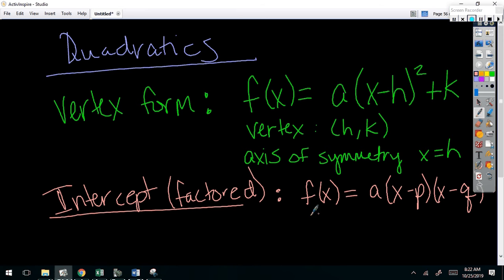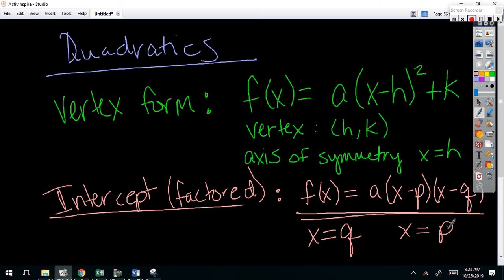So if my equation looks like this, what are my x-intercepts? x equals what? q and p. Remember, most parabolas cross twice. They hit the x-axis 2 times. Okay. All right, those are 2 forms.